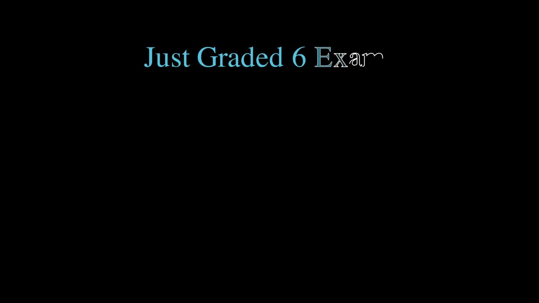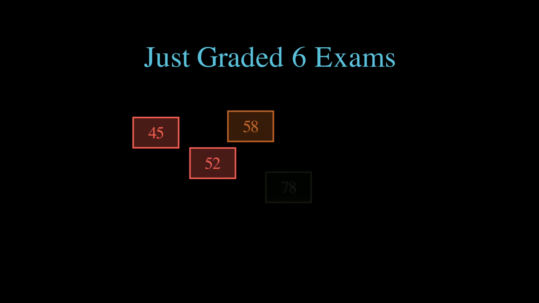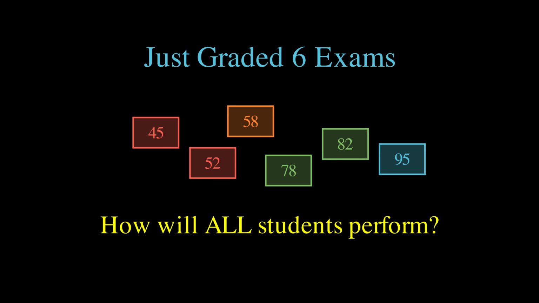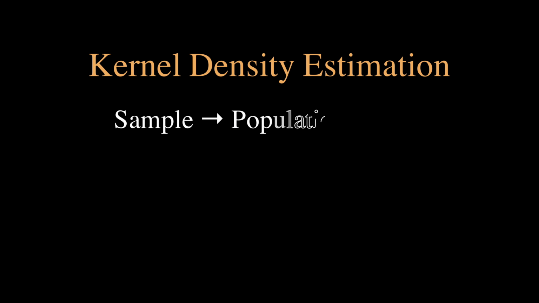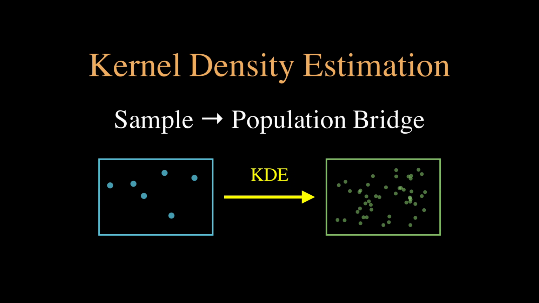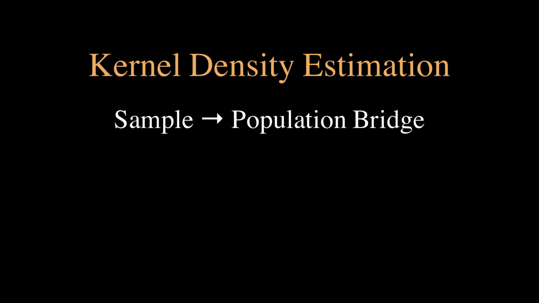Imagine you've just graded exams for 6 students in a small seminar, and you want to understand how students in general might perform in your class. With just 6 test scores in your hand, this seems like an impossible task, right? Well, this exact challenge is what data scientists face constantly, and there's this remarkably elegant technique called kernel density estimation that can help us estimate the population distribution using only a small sample size. Let me walk you through exactly how this works using our student exam example.